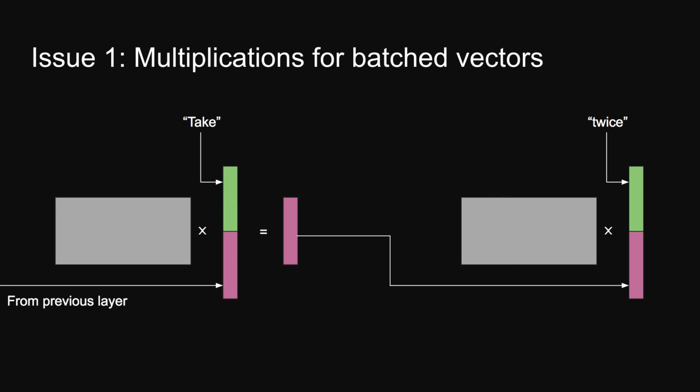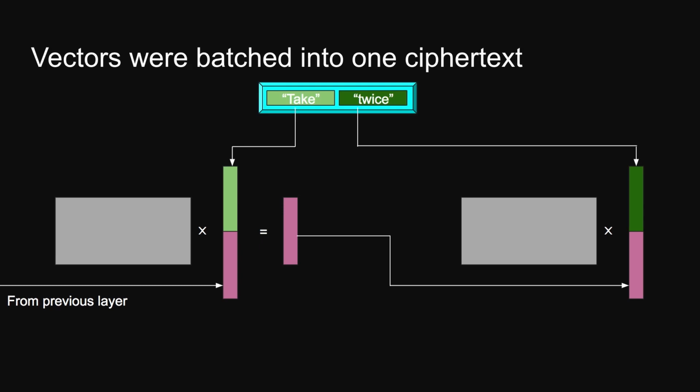What was hiding a little bit in the previous slide was doing these basically 250 by 500 matrix multiplications by a 500 vector, which is really two 250 vectors stacked on top of each other. But the point is that we have to do a separate matrix by vector multiplication on the different inputs at these different layers. And we had batched these vectors into one ciphertext.